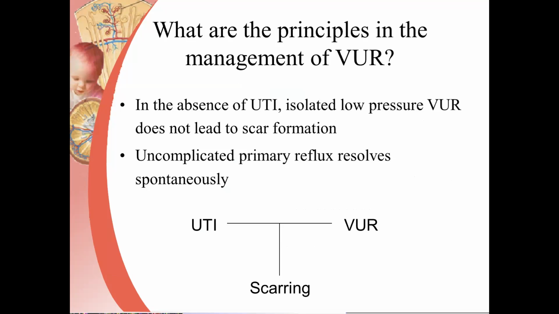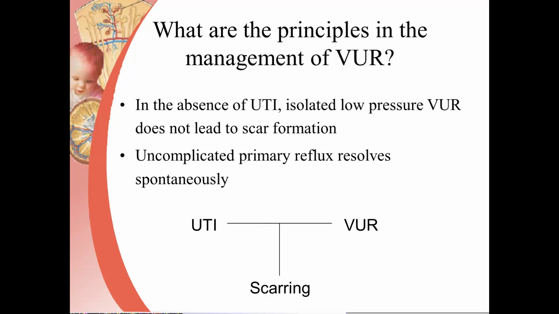Now, what are the principles in management of vesicoureteric reflux? In the absence of urinary tract infection, isolated low pressure vesicoureteric reflux does not lead to scar formation. That was the old theory. So uncomplicated primary reflux resolves spontaneously. So when you have a urinary tract infection and a VUR, you need both for the scarring to develop. So the UTI can be controlled by antibiotic prophylaxis, and that can prevent the scarring. And the VUR can be corrected by surgical treatment, so that can prevent scarring. So this was the old school of thought, and they all felt that either medical treatment or surgical treatment is useful to prevent renal scarring.